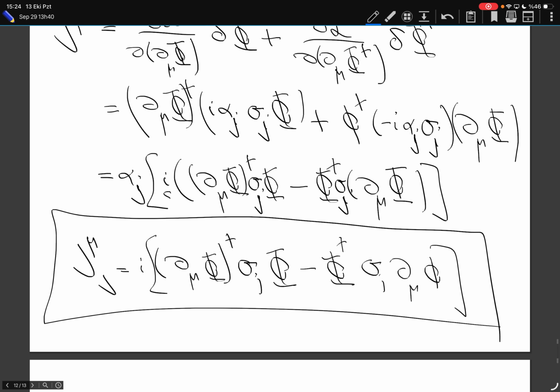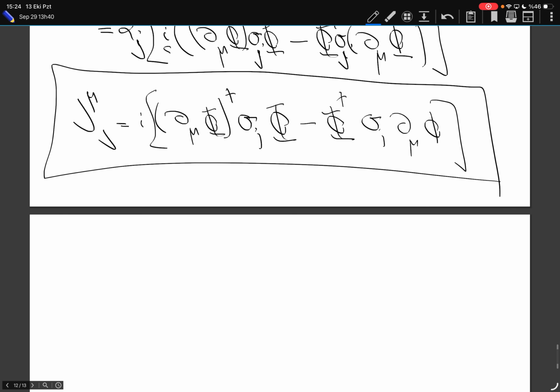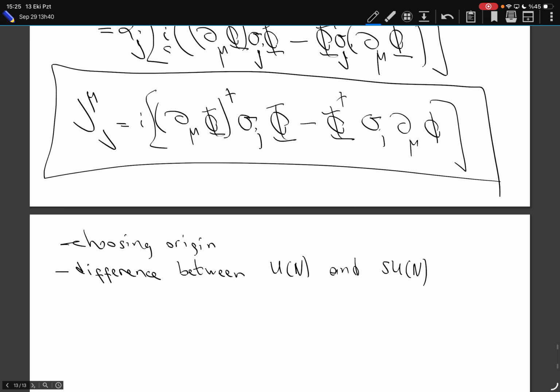Well, I heard two questions there. One is about choosing orientation, and the other is what's the difference between U2 and SU2? So let's start with, what do you mean by choosing origin? Orientation, yeah, orientation. So what does rotational symmetry tell me about orientation?